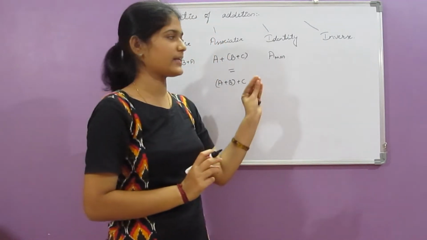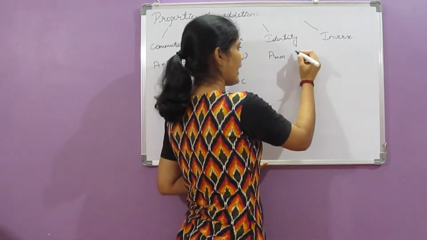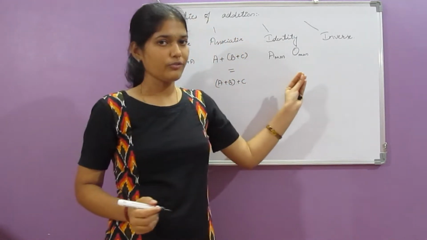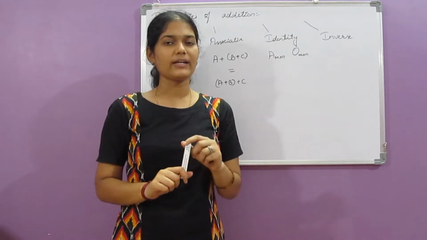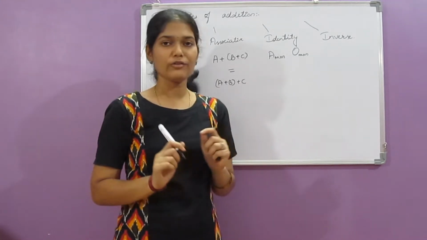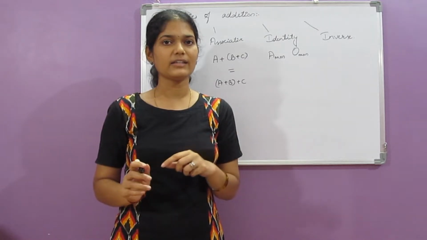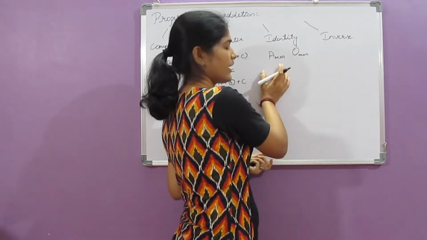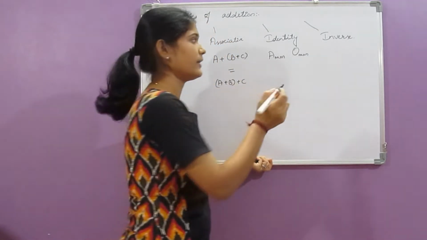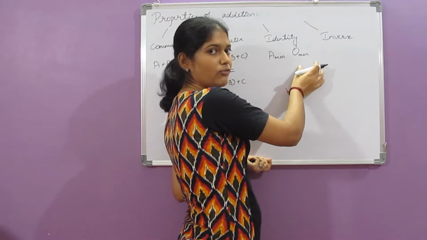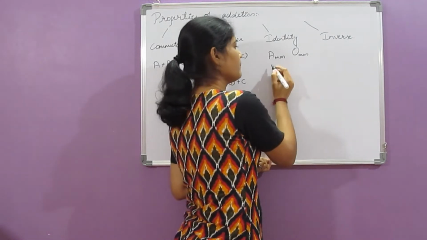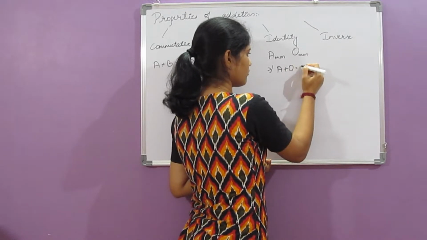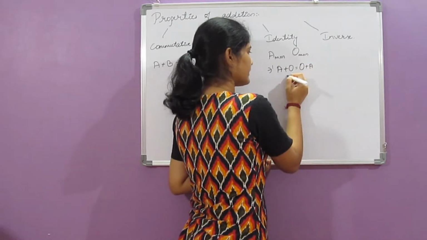For any matrix A of order m cross n, we have a null matrix, which is represented by O, of the same order. About the null matrix, I have explained in the previous video. If you have not seen the video, I have given the link in the description. Please go through it. For any matrix A of order m cross n, there will be a null matrix of order m cross n such that A plus O will be equal to O plus A, that is equal to A.